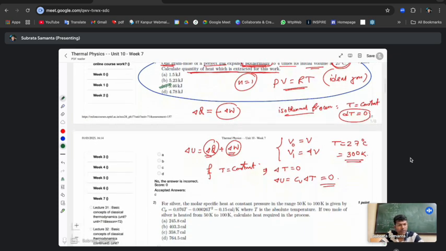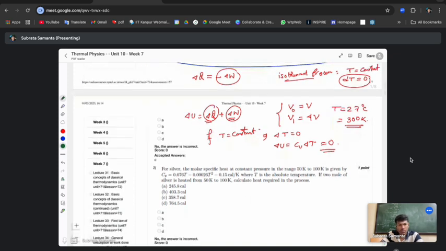So for any questions, any doubts? If not, you can also write in the chat box if you have any question. Okay, if not, then I move to the next one.